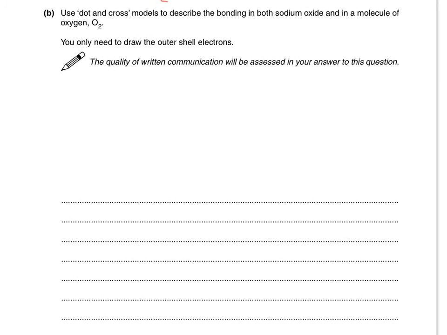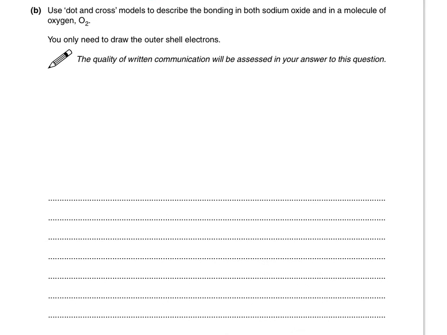Right. Use dot and cross models to describe the bonding in both sodium oxide and in a molecule of oxygen, O2. You only need to draw the outer shell electrons, okay? This is our dreaded 6 marker, but you know what? If this comes up, I hope you'd be happy with this because there's some really, really easy marks available here. As usual, take 5 minutes, pause me, and have a little go, see what you come up with, and then we'll come back to it once you've paused me for 5 minutes. Okay, so pause me now.